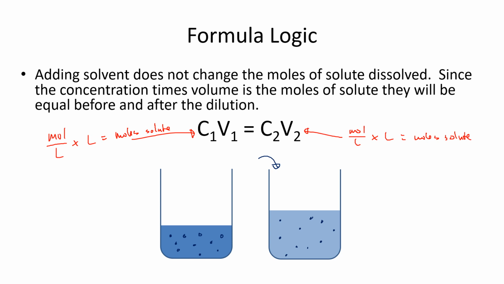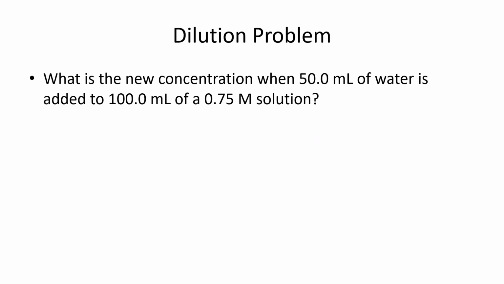So the relationship works really well because all you need is the concentration and the volume, and then the volume change. You can work out what the new concentration is, or you can work out how much volume you need to add to get a specific concentration. Alrighty, so let's try this out.